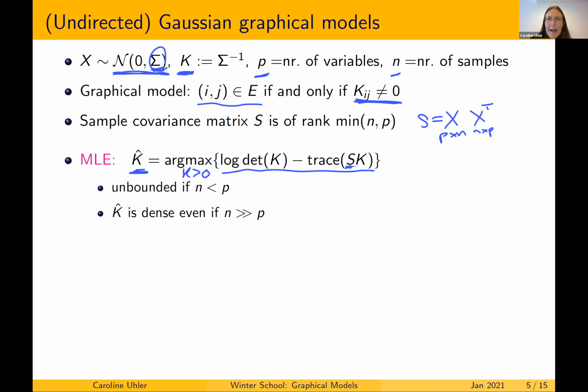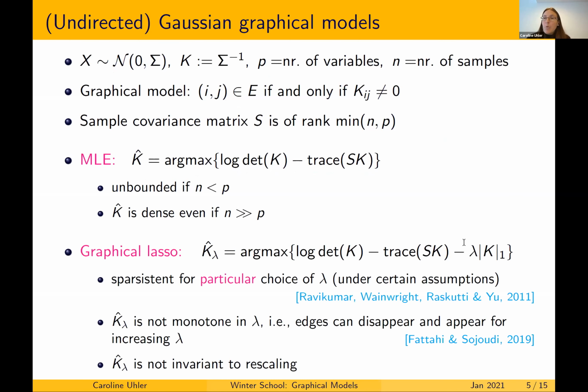If you add an L1 penalty, for example, then it remains a convex optimization problem. Note that this is a convex optimization problem: I'm maximizing a concave function. Log det of a positive definite matrix is concave, and then here I have something that is linear in K. So this is a concave function that I'm trying to maximize. I could add something like an L1 term here in the end in order to try to make the matrix that comes out, or the graph that comes out, sparse.